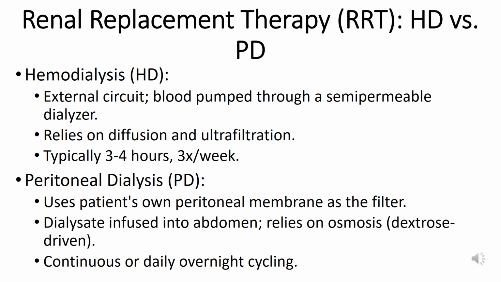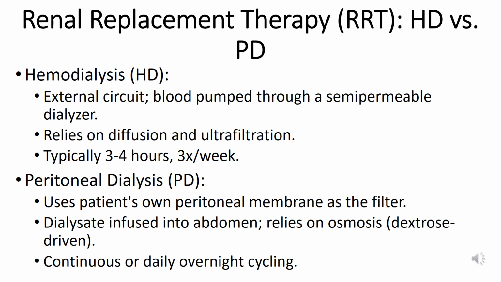Let's begin with hemodialysis. Hemodialysis is the most commonly recognized form of dialysis. In this method, blood is removed from the body through a vascular access. The blood enters an external dialysis circuit. It then passes through a specialized filter called a dialyzer. The dialyzer is often referred to as an artificial kidney. Inside the dialyzer is a semi-permeable membrane. This membrane separates the patient's blood from a dialysis solution.